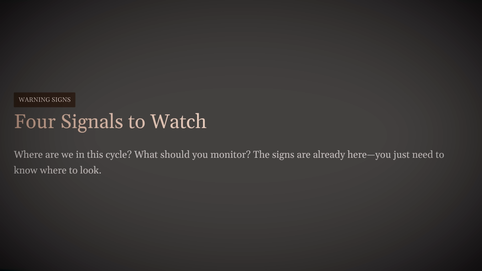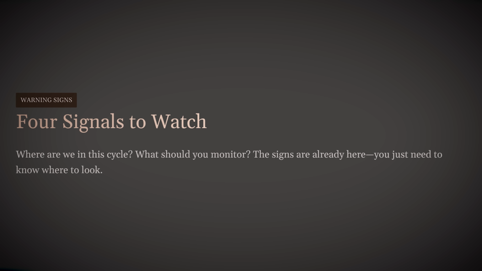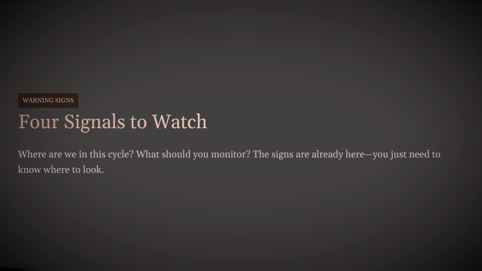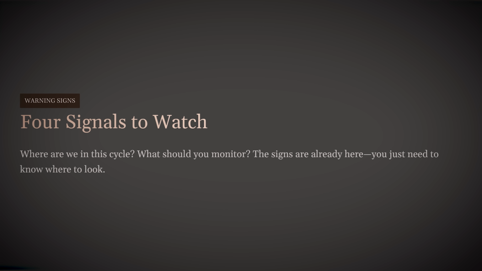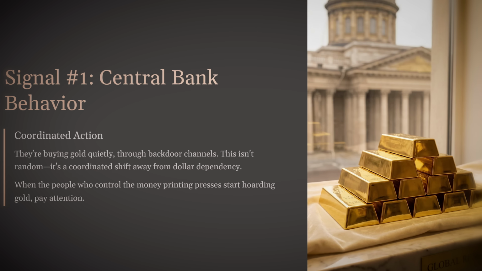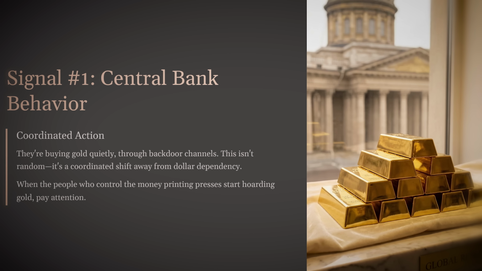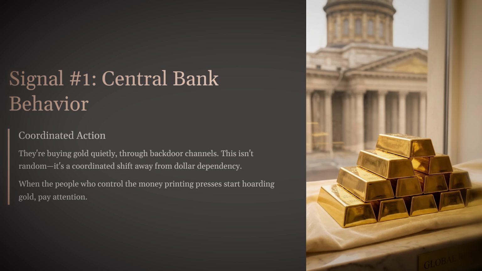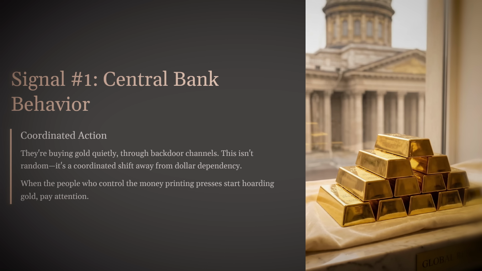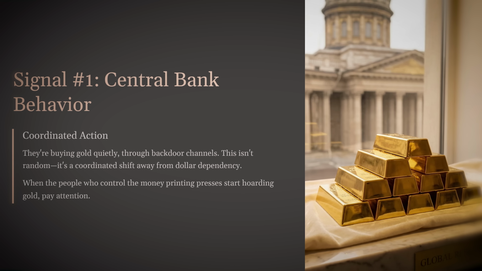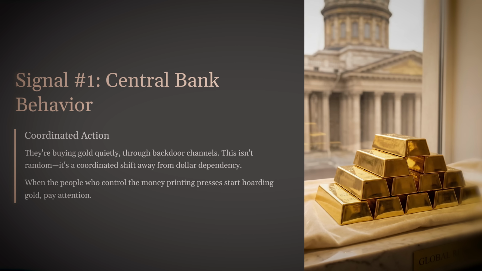Where are we with this reset? What are the signals? What should you watch out for? You might want to write this down. What are the signs that we're further along in the cycle than people might realize? Well, the signs are already here. You just have to actually know where to look. Let me give you a couple. Write these down. Signal number one is central banks, not ordinary banks, central banks are changing their behavior. We just talked about it, right? They're buying gold. They're doing it quietly.